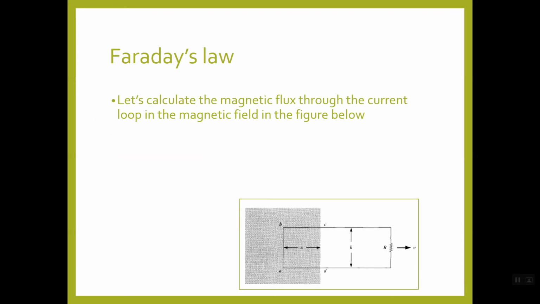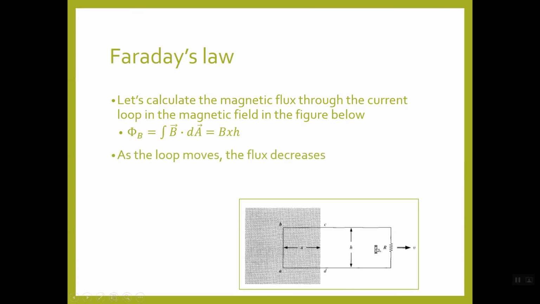Now that we know what magnetic flux is, we can go on to look at Faraday's law. Let's look at the same situation that we did in the last lecture slides. This time we're going to calculate the magnetic flux through the current loop in the magnetic field in the figure below. So we have the current loop and a magnetic field going into the page. The magnetic flux, B dot dA, would just be equal to B, the magnetic field, times x, one side of the surface within the magnetic field, times h, the other side. So that's the area of the surface within the magnetic field.